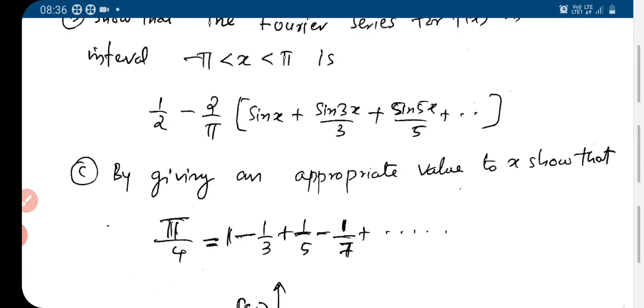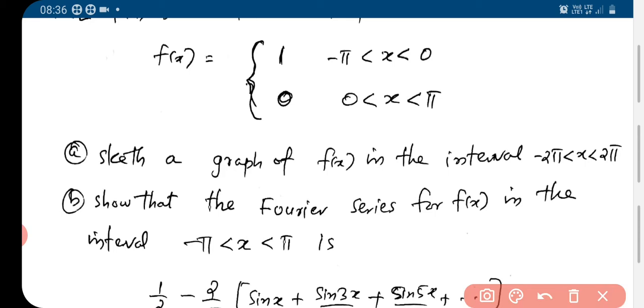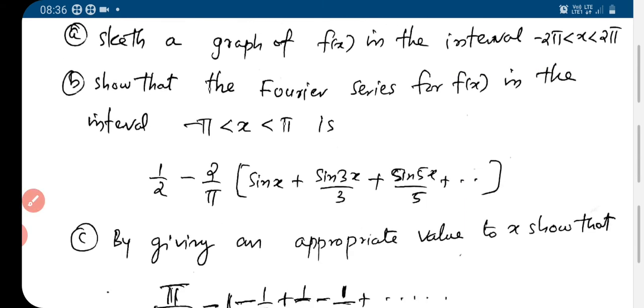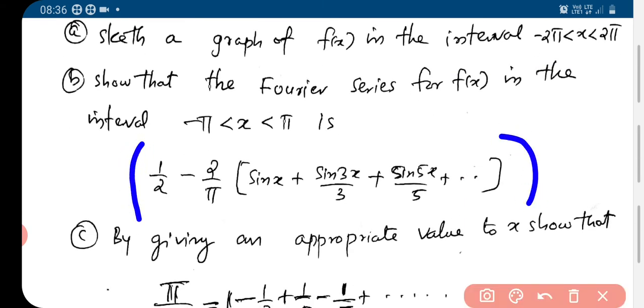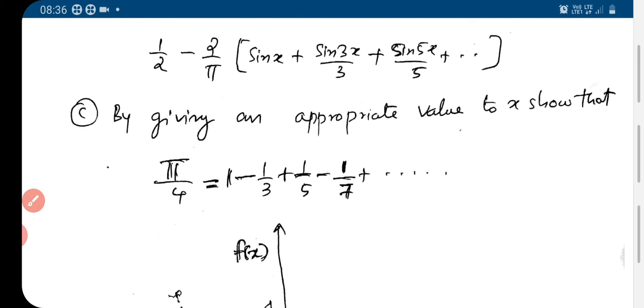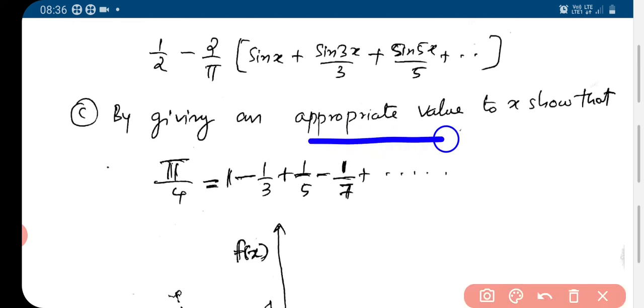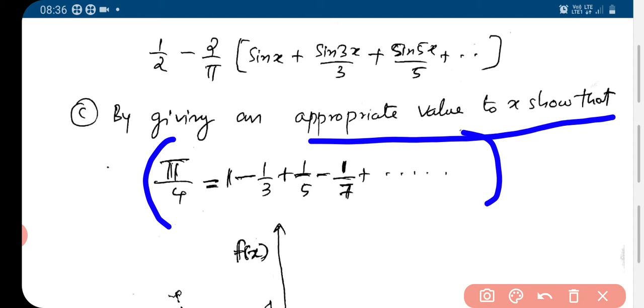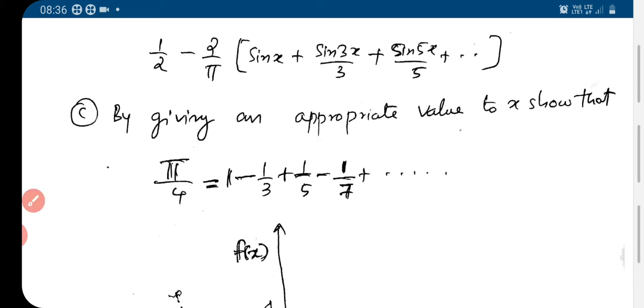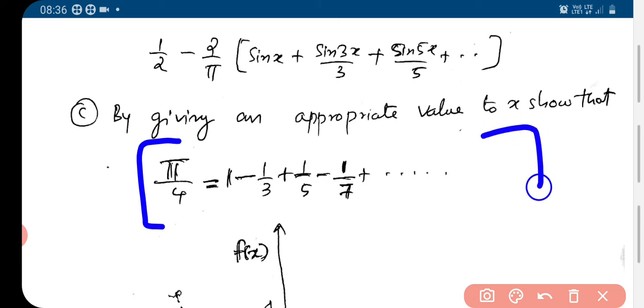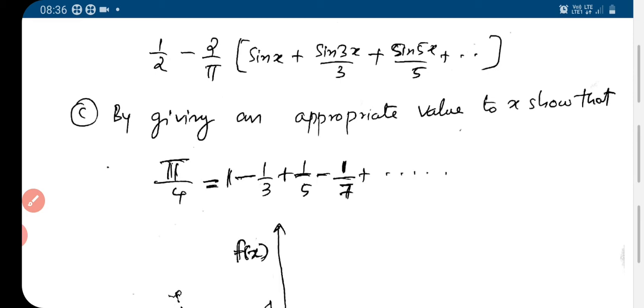What we have to do is sketch a graph of f of x in the interval minus 2 pi to 2 pi. And we have to show that the Fourier series, in this case, is given by half minus 2 by pi times (sin x plus sin 3x by 3 plus sin 5x by 5 and so on). Now, by giving an appropriate value to x, we have to show that pi by 4 equals 1 minus 1 by 3 plus 1 by 5 minus 1 by 7. That by putting an appropriate value to x, we will show that pi by 4 is this.